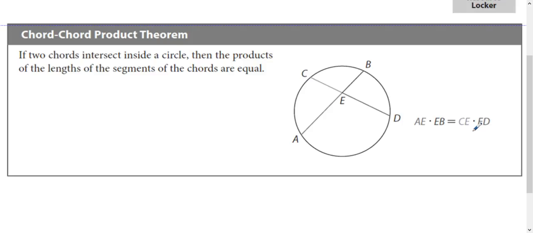So that means you take AE times EB. I'm going to change the letters around a little bit. Each chord is cut into two lengths, A, B and X, Y. And the formula is just A times B equals X times Y. So if you multiply both parts of one chord together, and you multiply both parts of the other chord, the answer is going to be equal.